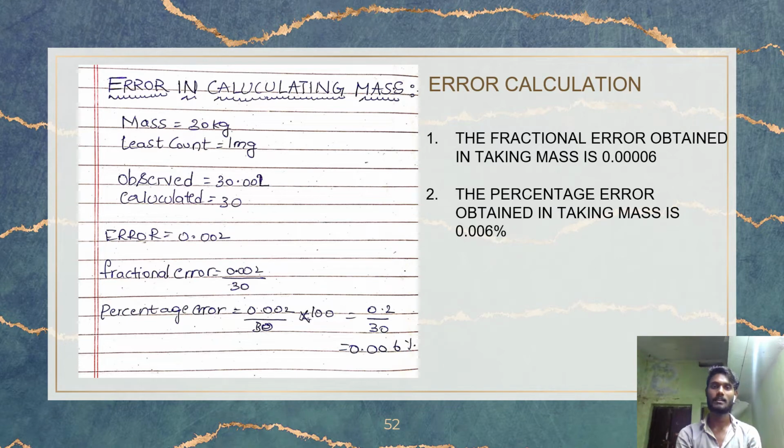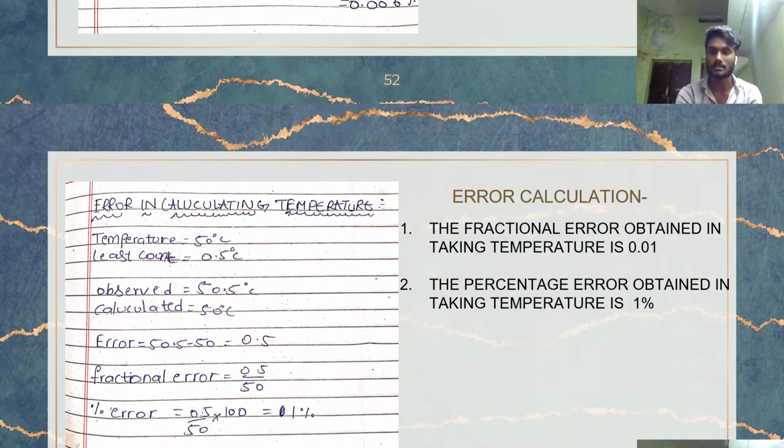Error calculation in mass. Here we have taken a mass value of 30 kgs, least count value 1 milligram, observed 30.002, calculated value 30 kgs. Error is equal to observed value minus calculated value. Hence we have done the calculation, and we can find out the fractional error and percentage error. The fractional error obtained in taking mass is 0.0006. The percentage error obtained in taking mass is 0.006%.